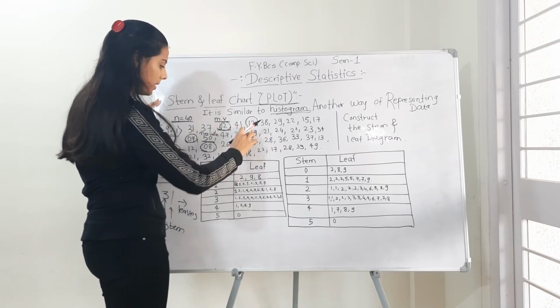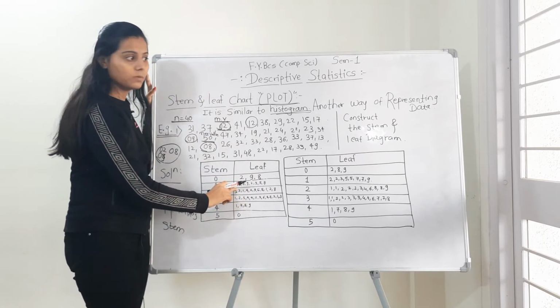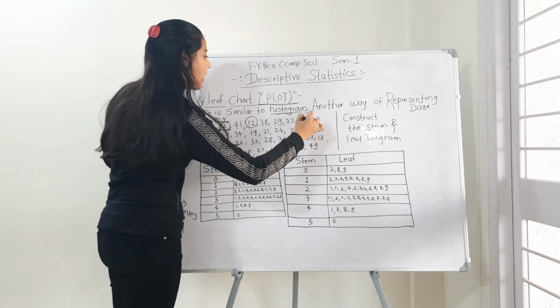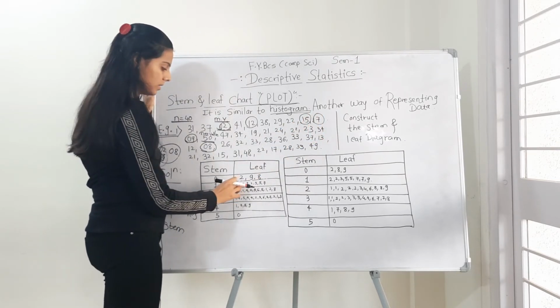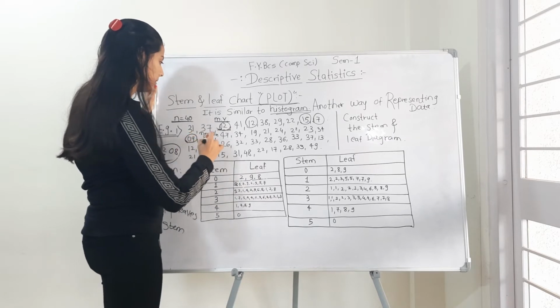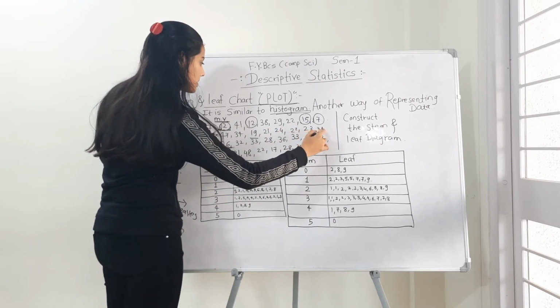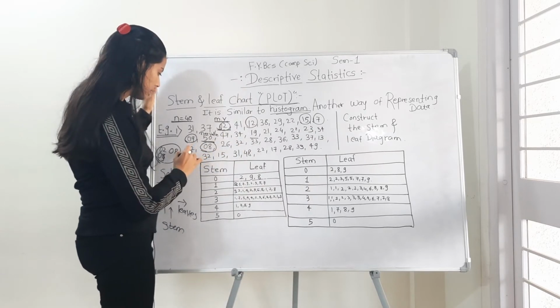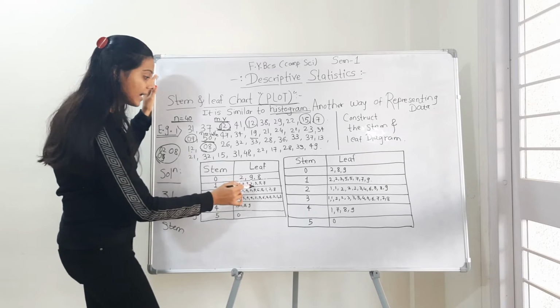See here, what is your first number? 12 means what? 1, this is your stem, and 2, this is your leaf. Again 15. Okay, write down 5 here. Again 17, again 19. Okay, again numbers that start with 1, what is next? Again 12. Okay, write down here.